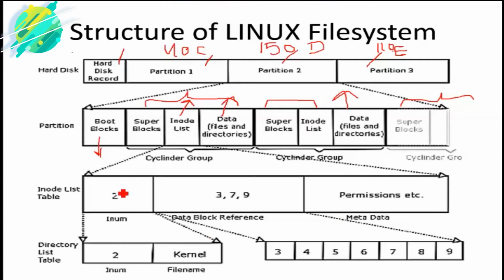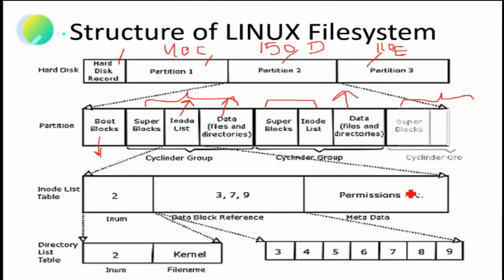So when one file cannot be stored completely at one location because of the restriction of the block size, where the file is limited to a particular size, then the rest of the file, if it is a bigger file, is stored at different locations. The pointers of those locations are stored here in the data block reference. That means for accessing this particular file, you have to go to three blocks. Block number 3 has some part of the data, block number 7 has some part of the data, and block number 9 has some part of the data.